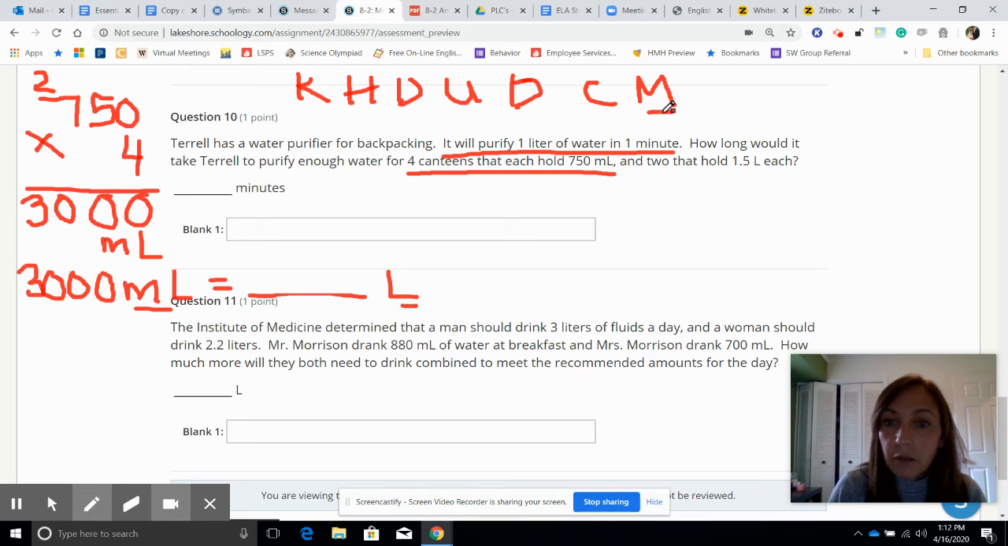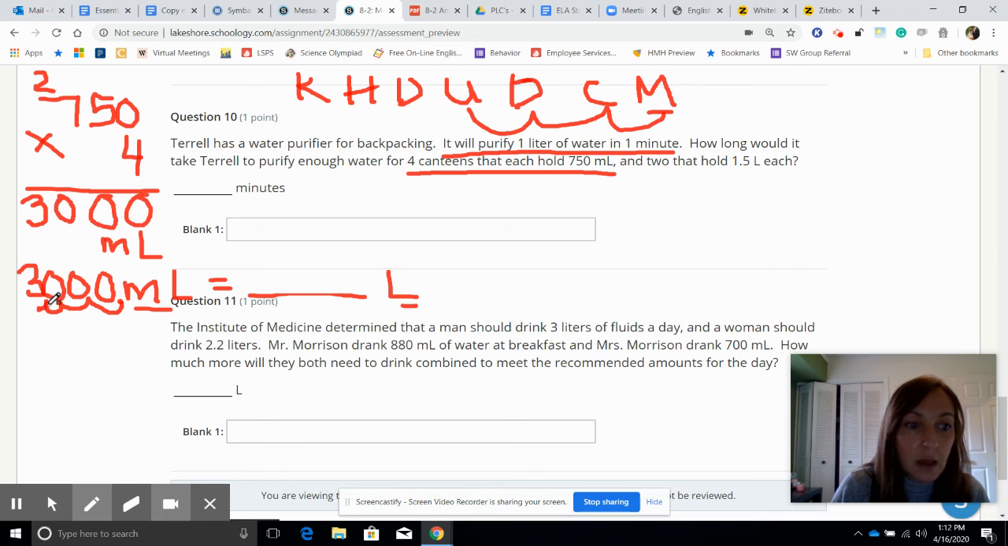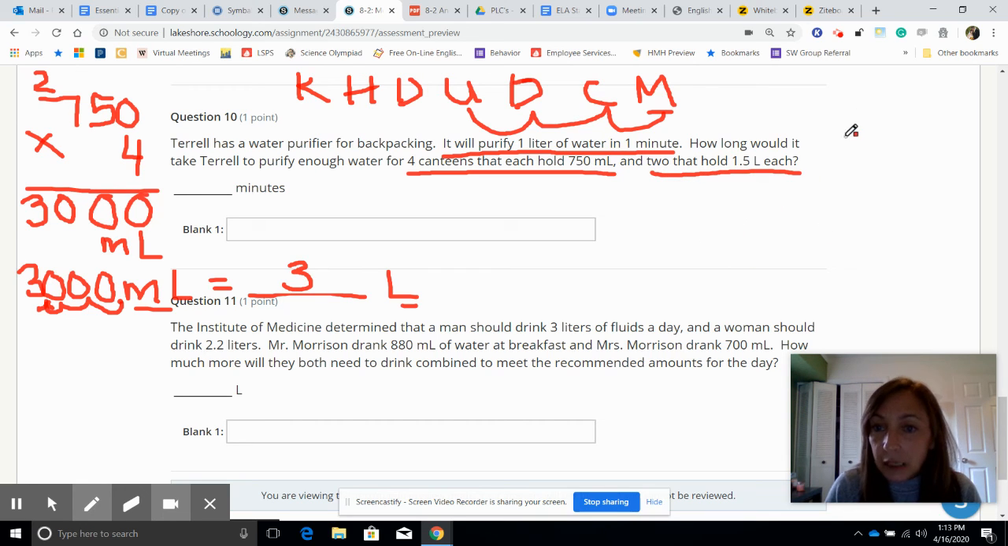So I'm going to take the decimal and I'm going to go 1, 2, 3 jumps to the left. And my decimal is at the end of a whole number. So when I take that 1, 2, 3 jumps to the left, it is 3.000 or just 3. So 3,000 milliliters is equal to 3 liters. That is not all of the water he has, though. He has another 2 canteens that hold 1.5 liters each. Well, 1.5 times 2, I know that one mentally. 1.5 times 2 is 3.